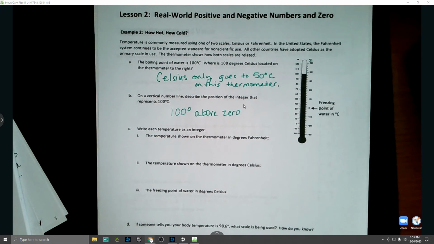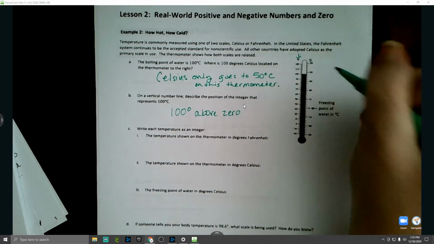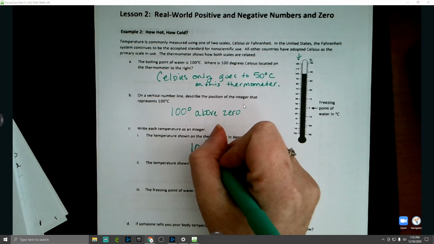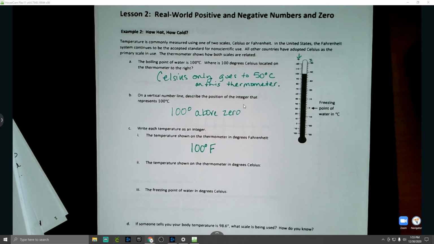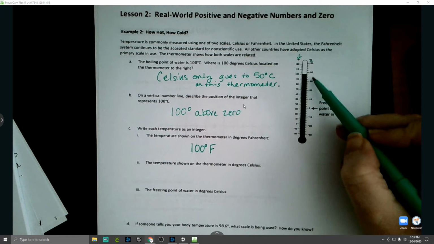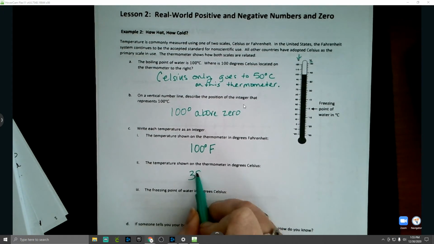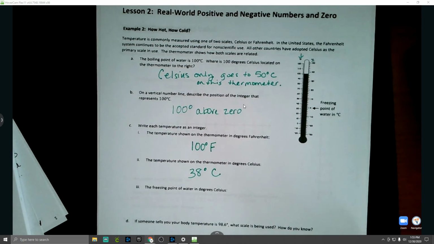Now we're going to switch to Fahrenheit. The temperature shown on the thermometer in degrees Fahrenheit. So if I'm looking on this side, Fahrenheit side, it looks like 100 degrees. And then we would write the letter F for Fahrenheit. And then what about on the Celsius side? Well, it's somewhere between 30 and 40. I see a scale of 2s, I think. 32, 34, 36, 38, 40. Yep. Scale of 2. So this is going to be 38 degrees Celsius.